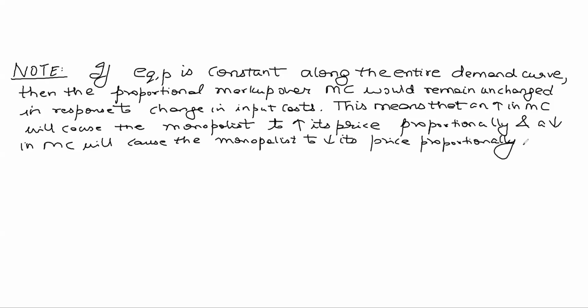This is what is meant by this particular sentence, that if the elasticity of demand is constant along the demand curve, an increase in marginal cost will cause the monopolist to increase the price in the same proportion, and a fall in marginal cost will cause the monopolist to reduce its price in the same proportion. So a diagram would give a better explanation.